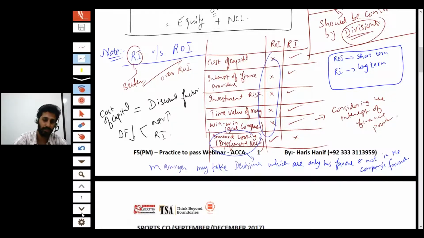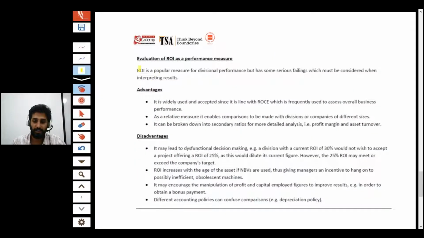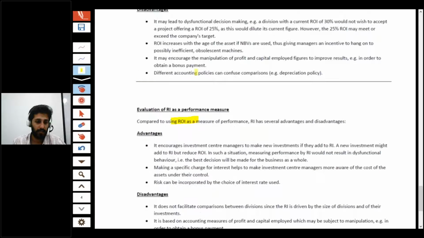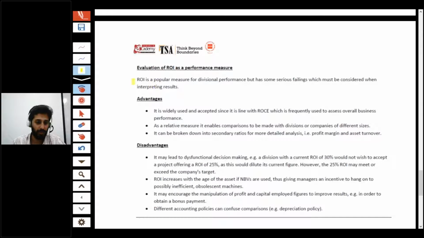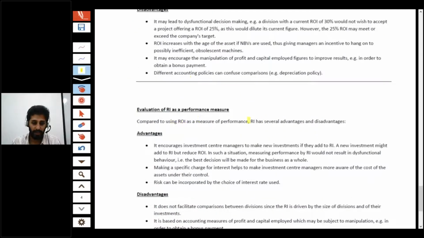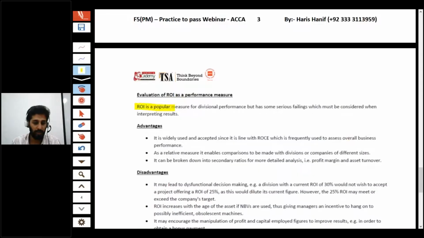Now let's move on to the question. This is the sports company question from September-December 2017. A very good question to practice. And here I have attached at the last the advantages and drawbacks of ROI, and advantages and drawbacks of RI.